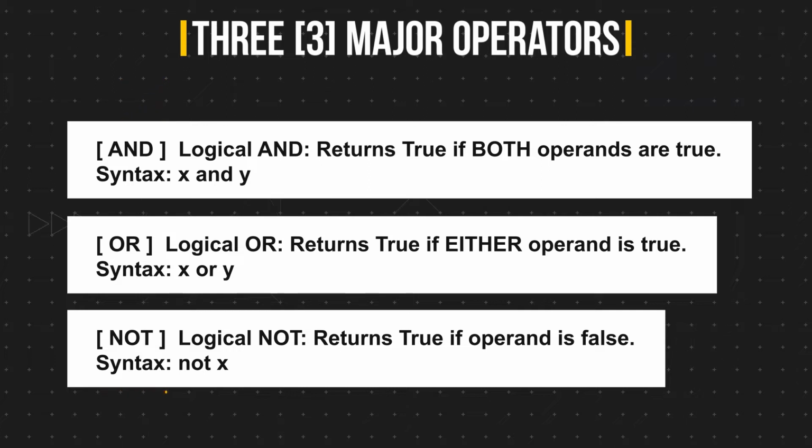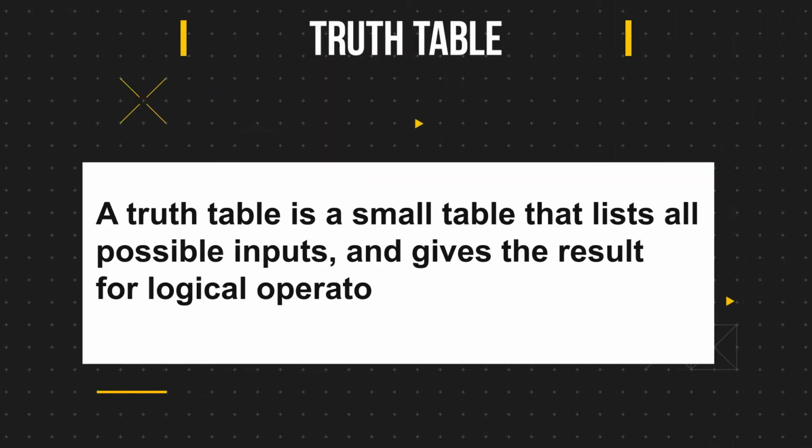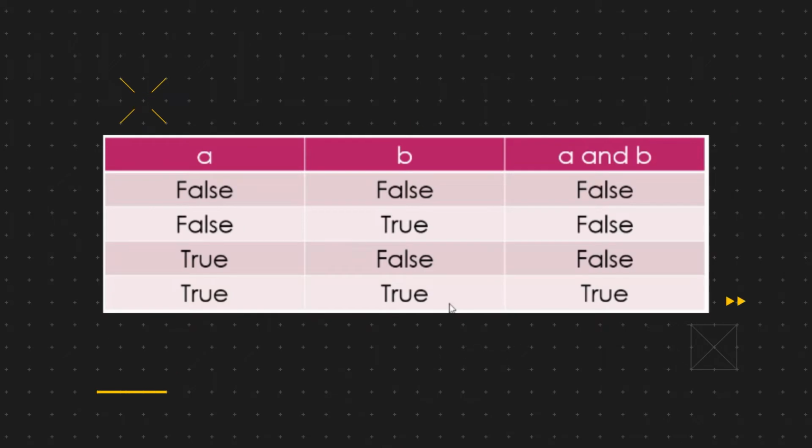Now we are going to look at the truth table for this. A truth table is a small table that allows us to list all the possible inputs and to give the results for the logical operators. Okay, so the truth table for AND, you will see that whenever we have even one false input, the output is going to be false. So in order for me to get a true output, both conditions have to be met.